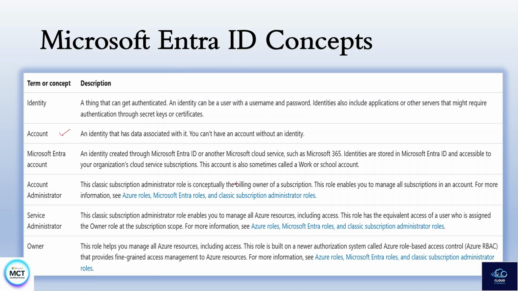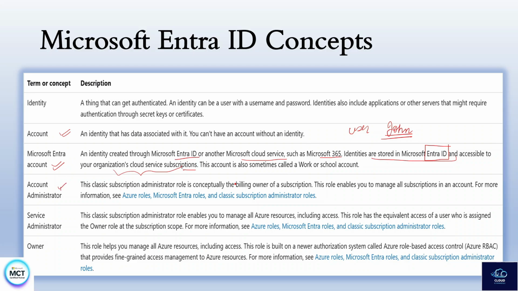Then the second one is account, an identity that has data associated with it. That is your user account. So John is a user account. We can say that John has an account on Azure. Then we have Microsoft Entra account, an identity created through Microsoft Entra or other Microsoft cloud services such as Microsoft 365. So identities are stored in Microsoft Entra ID. You can track all the user IDs that are created from Microsoft Entra ID and are accessible to your organizational cloud service subscriptions. This account is also called a work or school account.